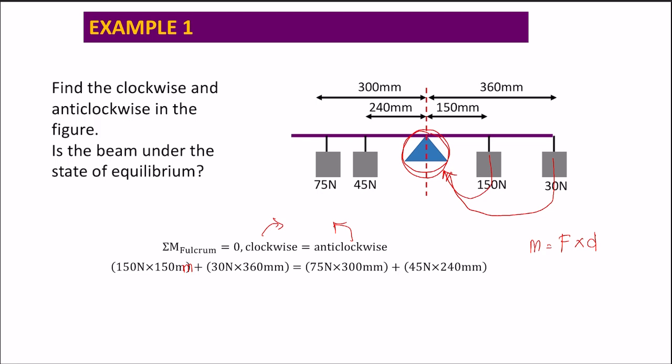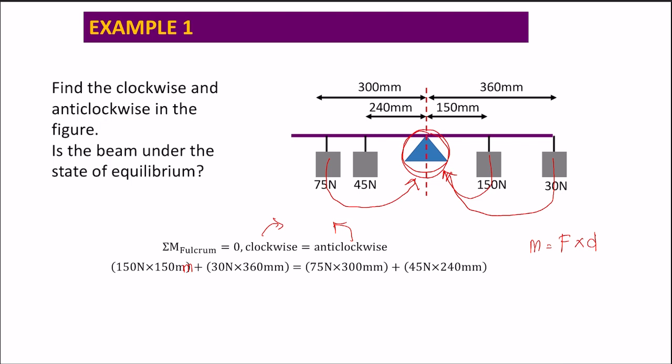The 30 Newton, the distance to the fulcrum is 360 mm. It will be equal to the anti-clockwise moment, which is 45 and 75 Newton. 75 Newton you have to times with the distance, times with 300 mm, the distance to the fulcrum, and 45 Newton times with 240, which is the distance to the fulcrum.